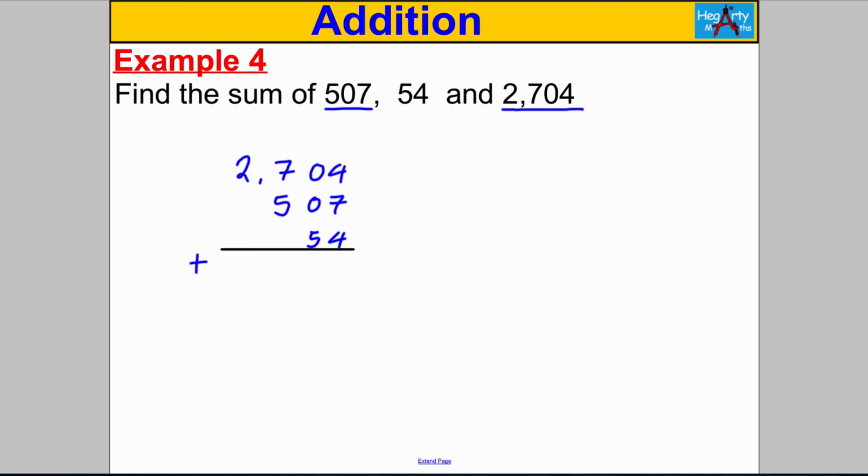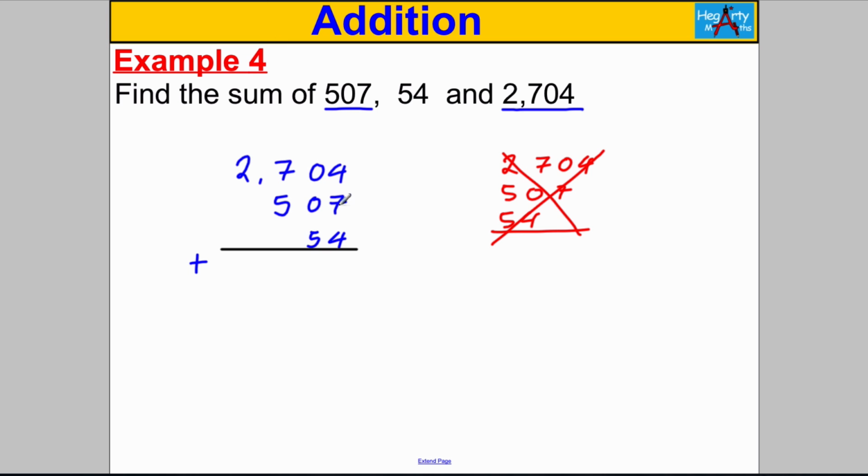Now, just be super careful in this case. Students make a classic mistake here. Everything's got to be lined up from the ones column. They do things like this, 2,704, and they'd write 507 here, and they'd write 54 here. Everything's in the wrong columns then, and they'd get that totally wrong. So just be super careful. Your ones column's lined up. Everything else should fall into place.